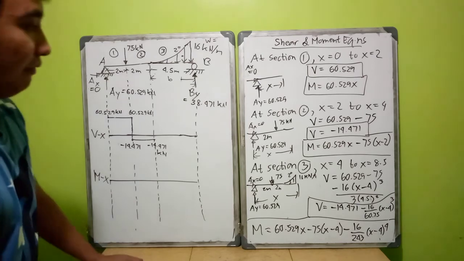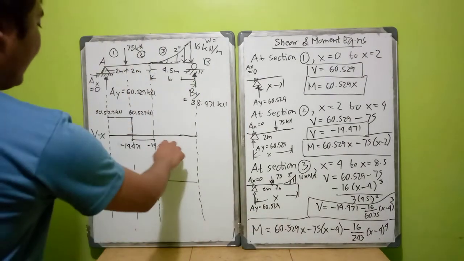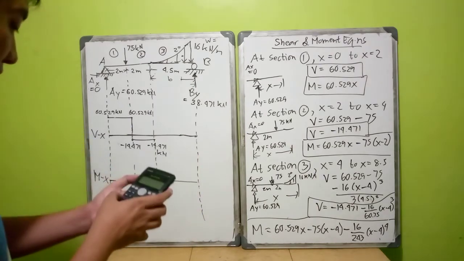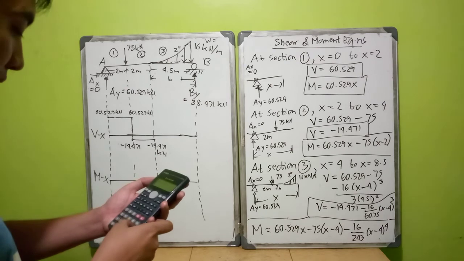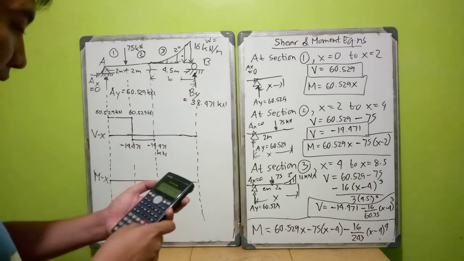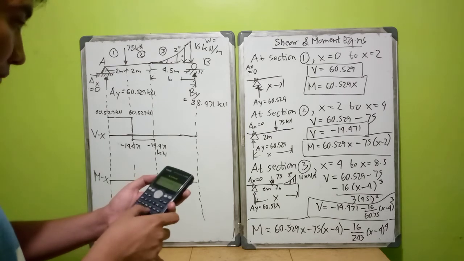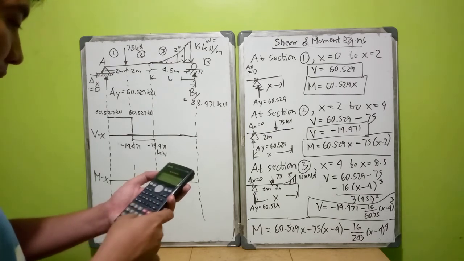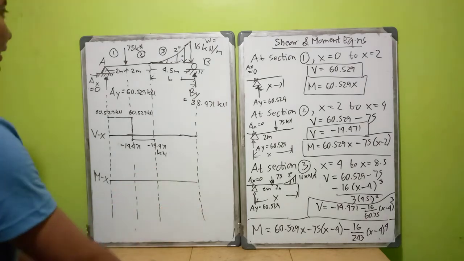So what if x is 8.5? We can get the shear at this point. Negative 14.471 minus 16 divided by 60.75 times (8.5 minus 4) to the power of 3. Okay, so we get negative 38.471.